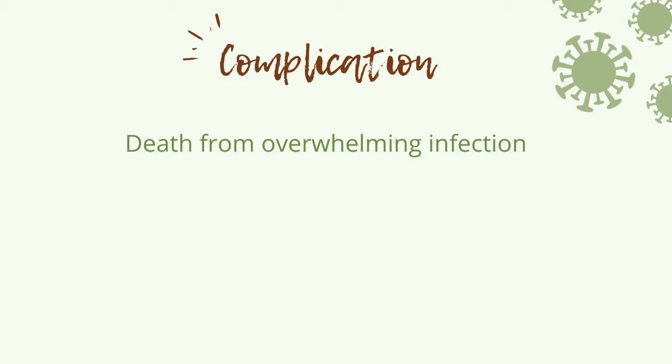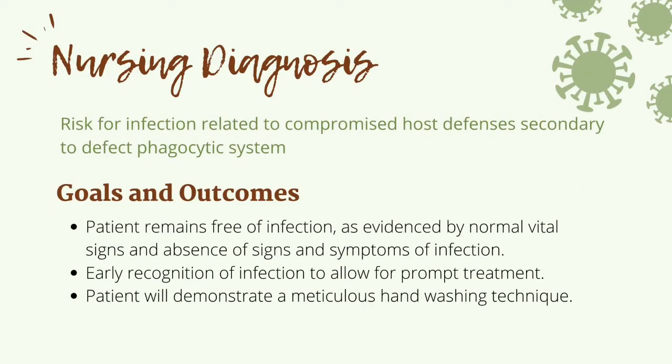The complication of phagocytic dysfunction will be death from overwhelming infection. The nursing diagnosis for phagocytic dysfunction will be risk for infection related to compromised host defenses secondary to a defect in the phagocytic system. So the goals and outcomes for us nurses would be that the patient remains free of infection as evidenced by normal vital signs and absence of signs and symptoms of infection, early recognition of infection to allow for prompt treatment, and that the patient will demonstrate a meticulous hand washing technique.